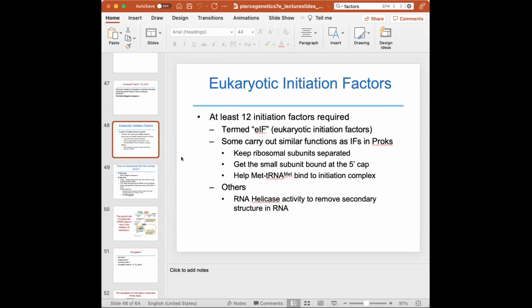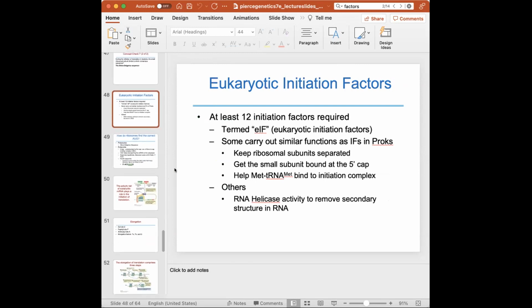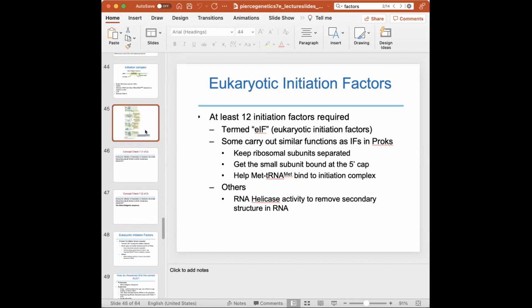But then when you have eukaryotes, because of course it just has to be more complicated, you have many, many more initiation factors. And so we don't have to know the details of all of the individual ones, but you do need to know that you have 12 of them, and we have more of them because eukaryotic translation is more complicated. Yes, slide 45.